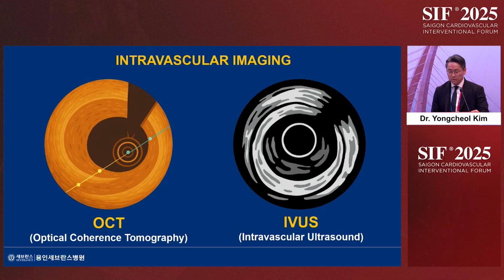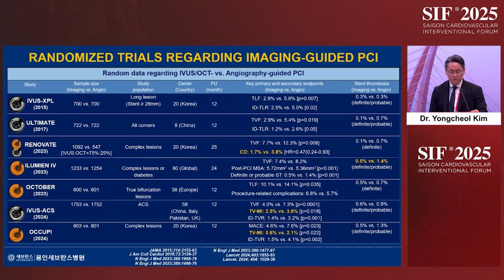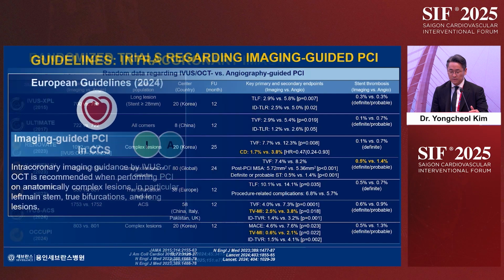As we know, there are two intravascular imaging modalities, OCT and IVUS. Since 2015, we have had pivotal randomized trials regarding image-guided PCI, and among them, the RENOVATE trial and the IVUS-XPL or OCCUPI trial demonstrated the benefit of image-guided PCI in terms of hard endpoints such as cardiac death and target vessel myocardial infarction.